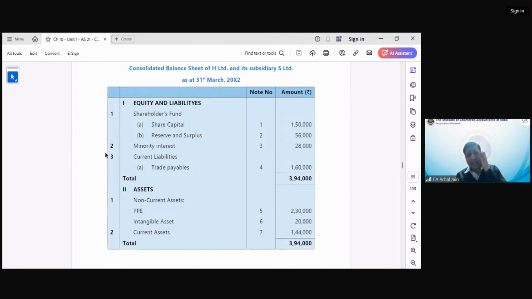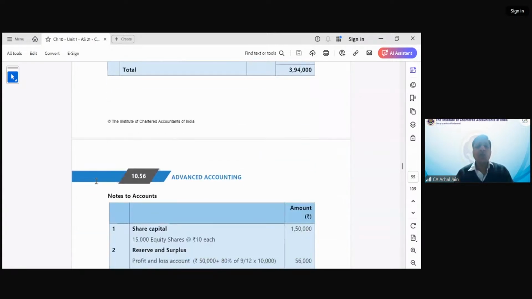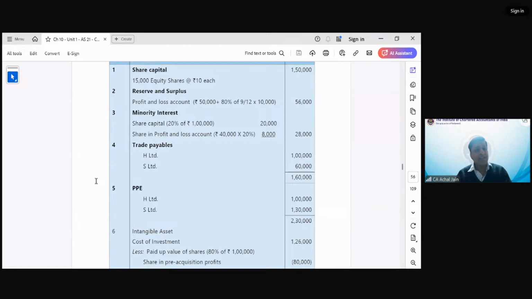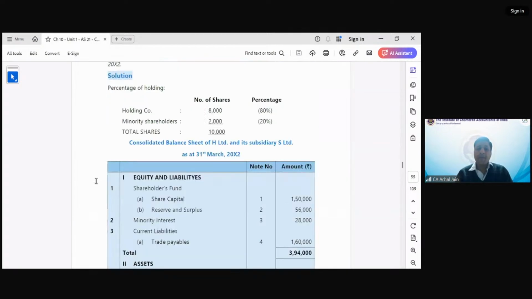And I think somebody asked me, sir, what if there is a goodwill? So will you present that on the asset side? Yes. On the asset side, where do you present it? Intangible assets. Okay. Now, in this question, there's one more point. Let's try to understand that.